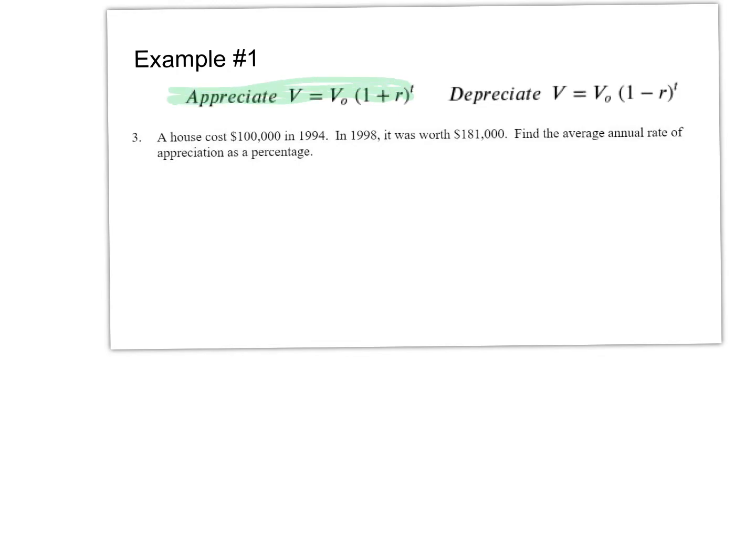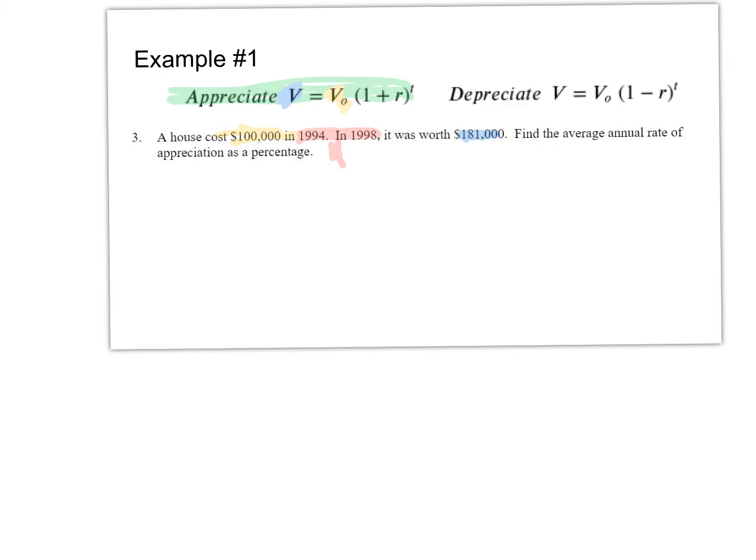Okay, so let's pick it out. $100,000, what it originally cost? Okay, $181,000 is what it costs in the future. The rate I don't know, but I do know the time. So we need to note the time between 1994 and 1998, and that's 4 years, right? So we kind of had that.